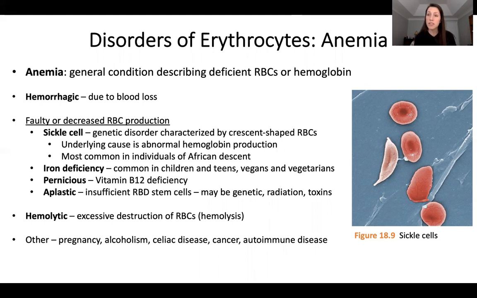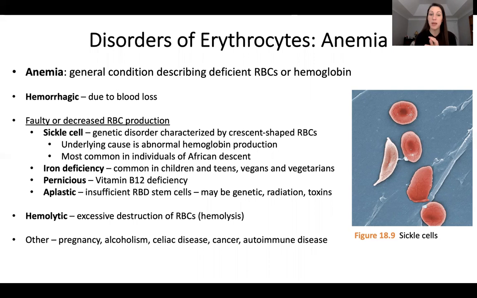There are plenty of other examples of anemia that result from faulty production of red blood cells, faulty production of hemoglobin, decreased red blood cell production. So a couple of examples of those. Sickle cell anemia is one that you probably have heard of. Most people have heard of it, even if you're not sure what it is. Sickle cell anemia is genetic, and it's caused by insufficient types of hemoglobin being produced.